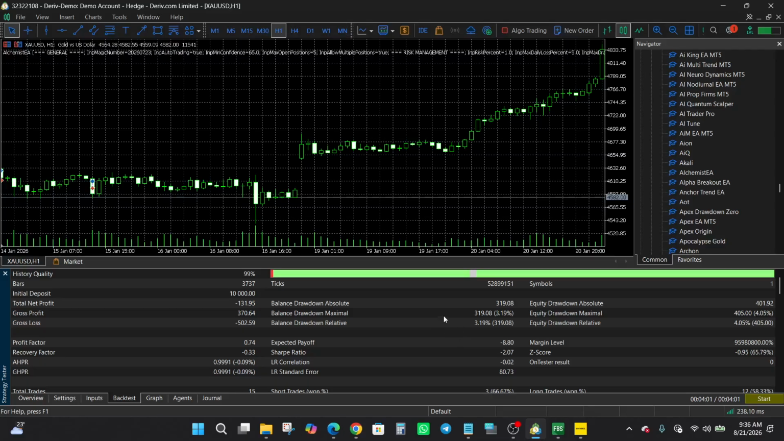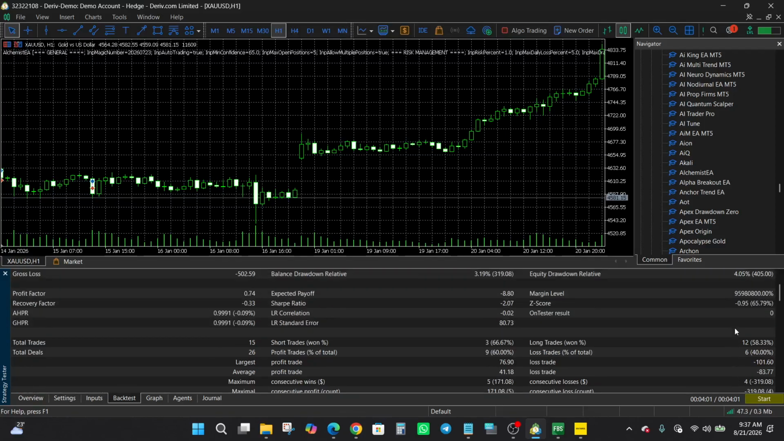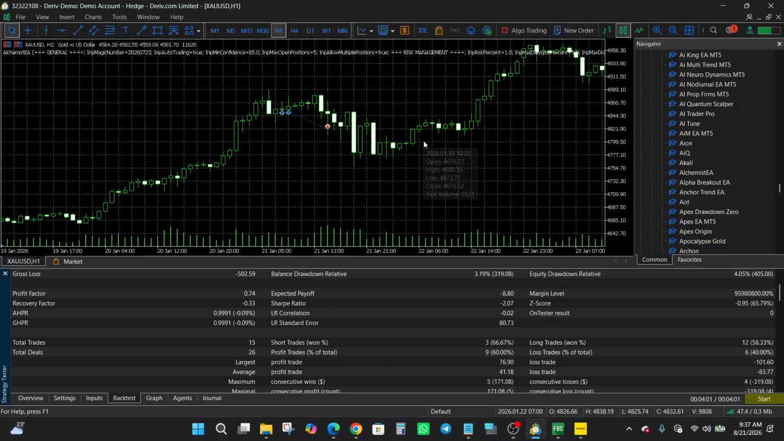Now let us look at the balance drawdown. The maximal balance drawdown was 3.19%, which is okay. The equity drawdown maximal was 4.05%. That is okay as well. So I think the major problem, or one of the major problems, is the risk to reward ratio. It is very bad, so that impacted the results that we see.